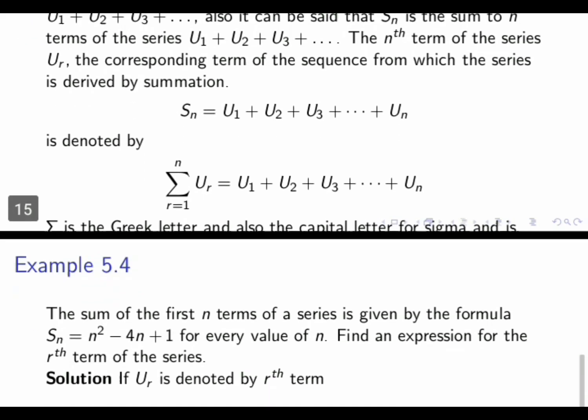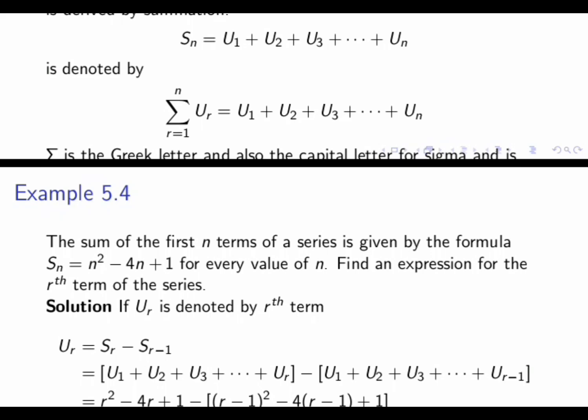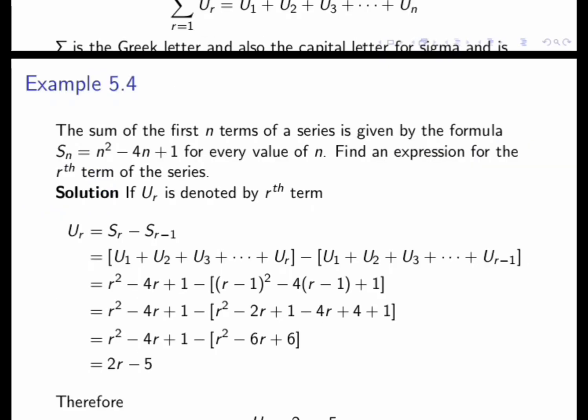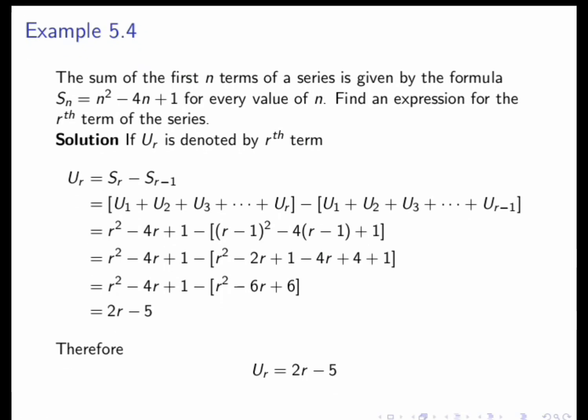Now, moving down to example 5.4. Example 5.4 says that the sum of the first n terms of a series is given by the formula n squared minus 4n plus 1 for every value of n. We are asked to find an expression for the rth term of the series. That's the position, the rth term of the series.